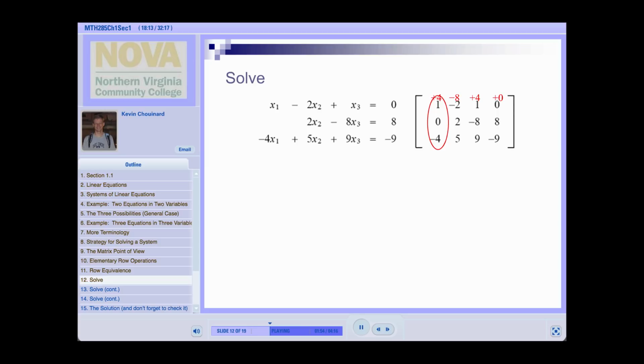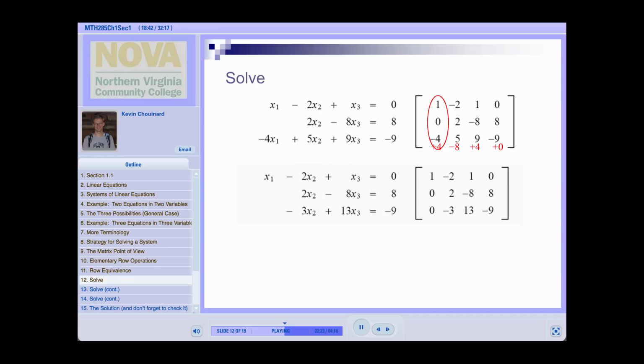Because if we do 4 times the first row and bring that down and add it to the third row, when we add the negative 4 and the positive 4, we're going to get a 0, which is really what we'd like to have to start out here. The rest of the entries are going to be what they are, that's fine. But we really want a 0 where there's currently that negative 4. So add those together and we get a new third row of 0, negative 3, 13, and negative 9. So the first row stays the same, the second row stays the same, but we get a new third row after we add 4 times the first row to the original third row.